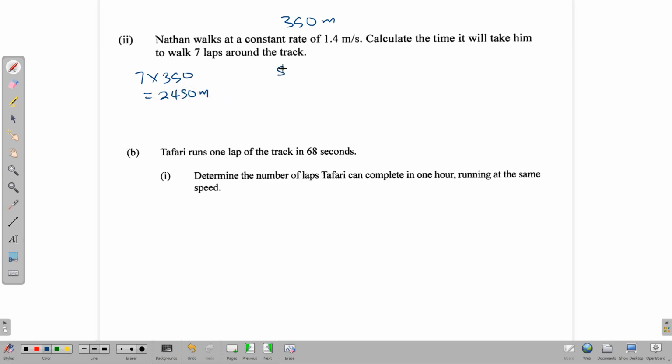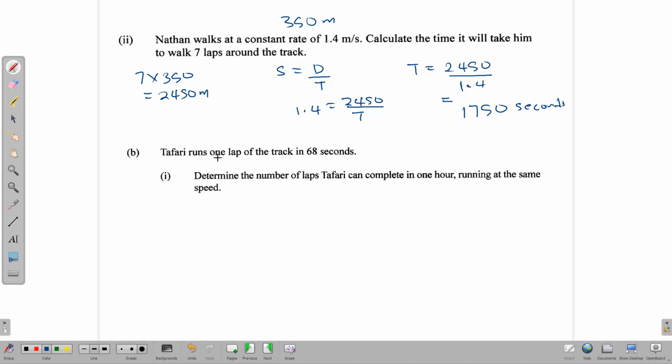So we have our formula. Speed is distance divided by time. His speed is 1.4. So 1.4 is equal to 2,450 divided by time. And doing some algebra here, we have t is equal to 2,450 divided by 1.4. And of course, that gives us 1,750. Remember, we're finding time, and the time is in seconds. So that is 1,750 seconds. Verify that on your calculator, of course.